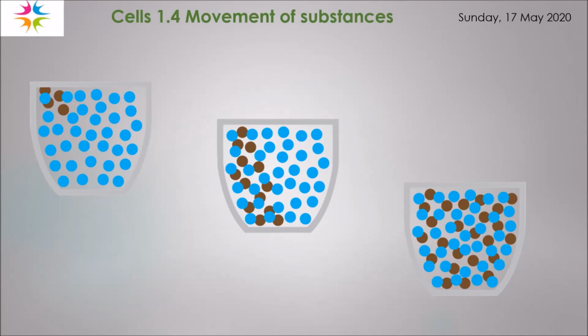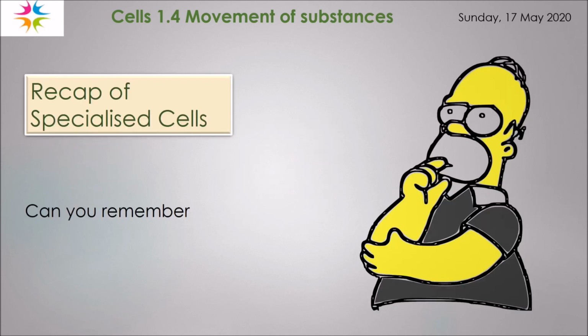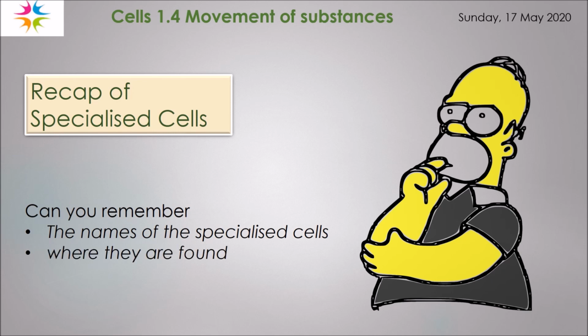Hi, Year 7. Today we're going to look at the movement of substances, and you may remember quite a lot of this from the chemistry we did earlier this year. First of all, let's see if we can remember about specialized cells from the last lesson. So can you remember the names of the specialized cells? Remember, these cells were adapted to have specific functions and they are in specific places. So we need to remember where they were found and what they do.